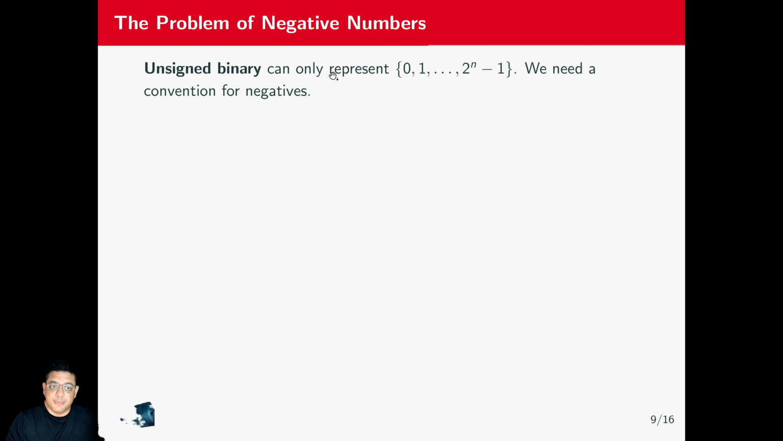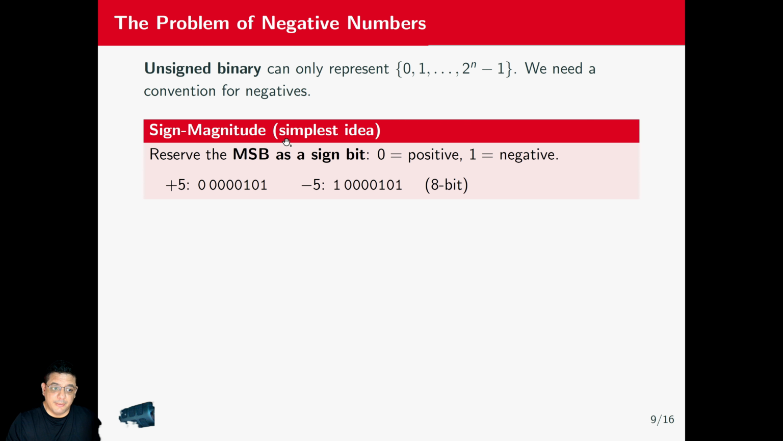So the unsigned binary number can only represent numbers from 0, 1, up to 2 to the n minus 1, but we need a convention for negatives. So the idea is that we pick the MSB, or the most significant bit, as a sign bit, with 0 for positive and 1 for negative. So for example, here for 5, you have the most significant bit being 0 because this is positive, and in here you have it as 1 because it's negative. Here, this is an 8-bit representation.